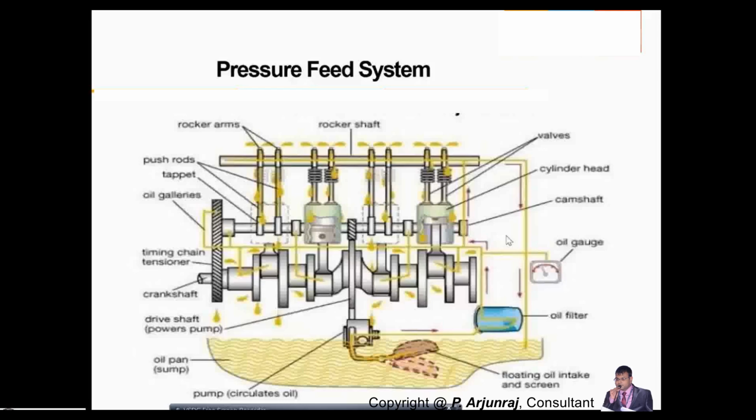And still the temperature of the oil is going to be higher. If the temperature is 250 degrees, then it comes down to 40 or 50 degrees because of the coolant heat transfer. So again, the cooled oil is going to come into the oil sump.